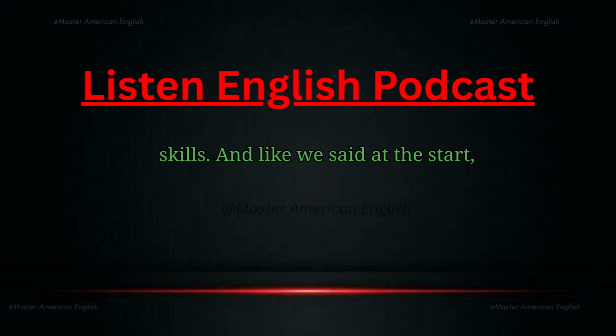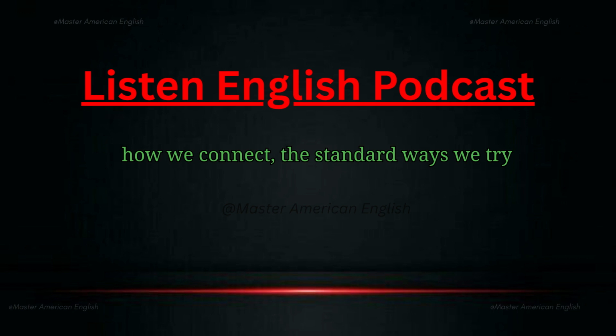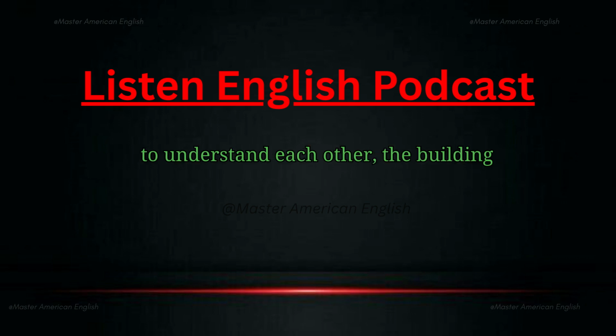And like we said at the start, even for native speakers, seeing all these questions laid out like this, it does make you think, doesn't it? It does. It reflects back the common threads in how we connect, the standard ways we try to understand each other. The building blocks we all use, maybe without even noticing sometimes.